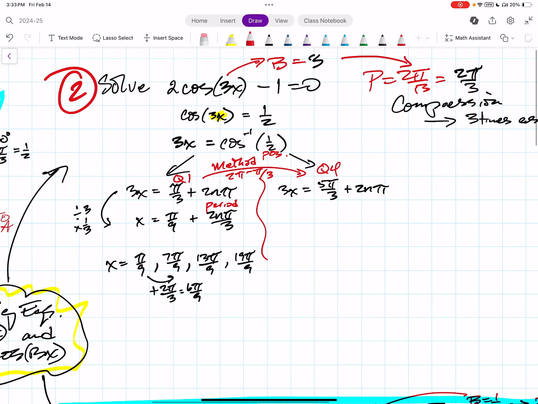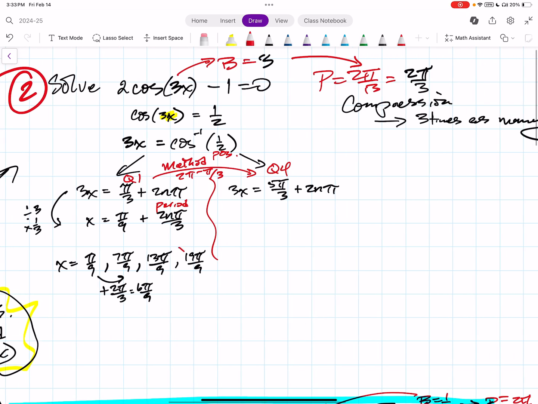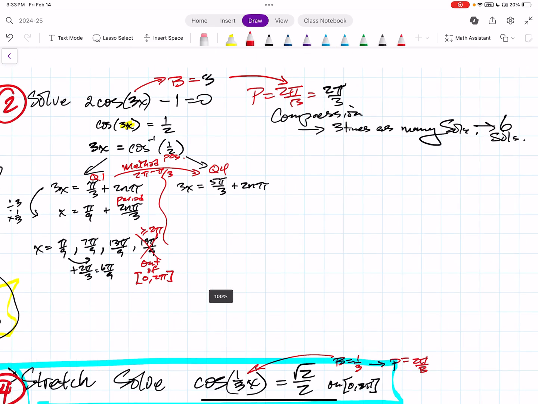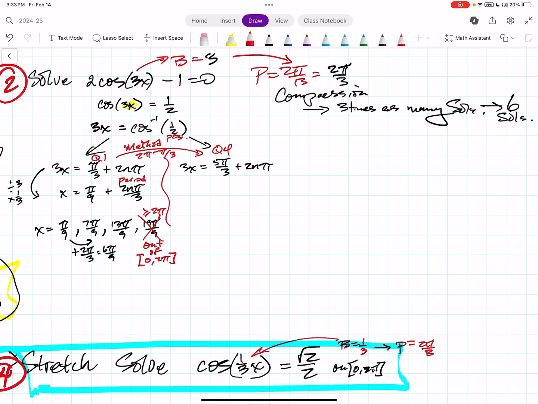So what we're going to do is just cross this out. This is out of the domain. This is greater than or equal to 2 pi. Out of the domain, which is from 0 to 2 pi, because we're trying to solve for all solutions between 0 and 2 pi. All right, so now what do we have? We have to solve for the other ones, so we're going to have to multiply by a third again.